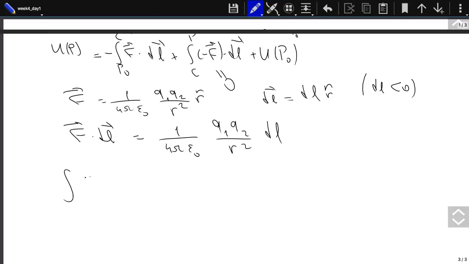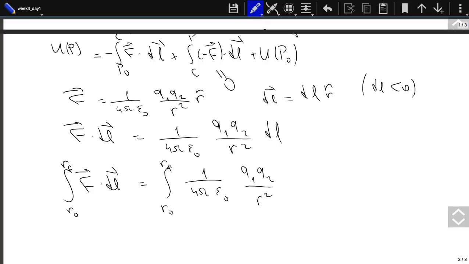Integral of F dot dl from, let's say, R0 up to the final point RF, is equal to the integral from R0 up to RF of 1 over 4 pi epsilon 0 Q1 Q2 over R squared. No, not dl. dl is dr. No, okay, dl, sorry. Now I have to relate dl and dr. dl will be, let's say, dr.